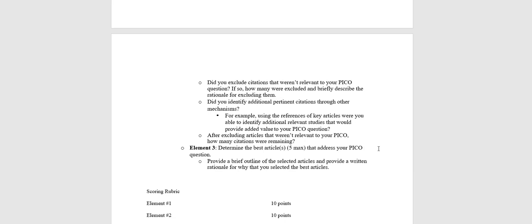Element number 3, determine the best articles that address your PICO question. Provide a brief outline of the selected articles and provide a written rationale for why you selected those articles.